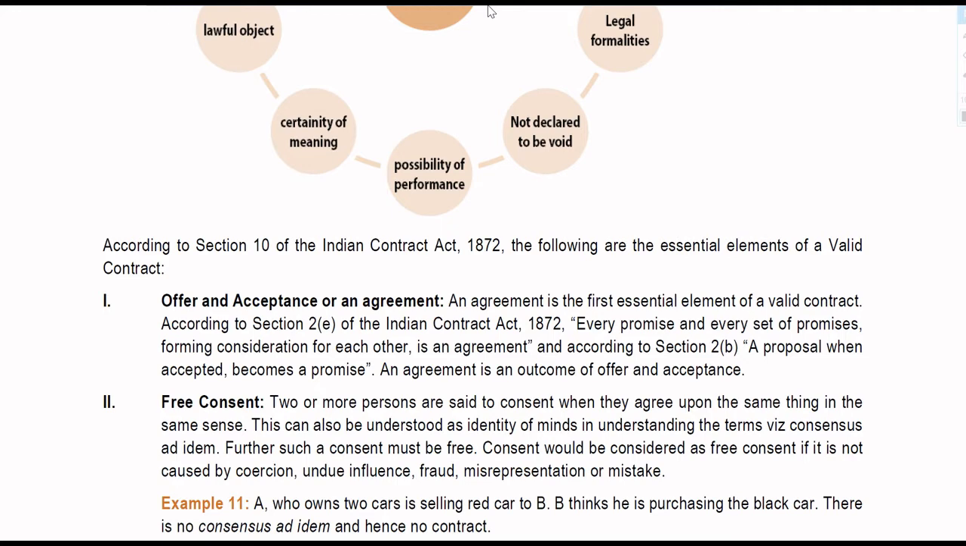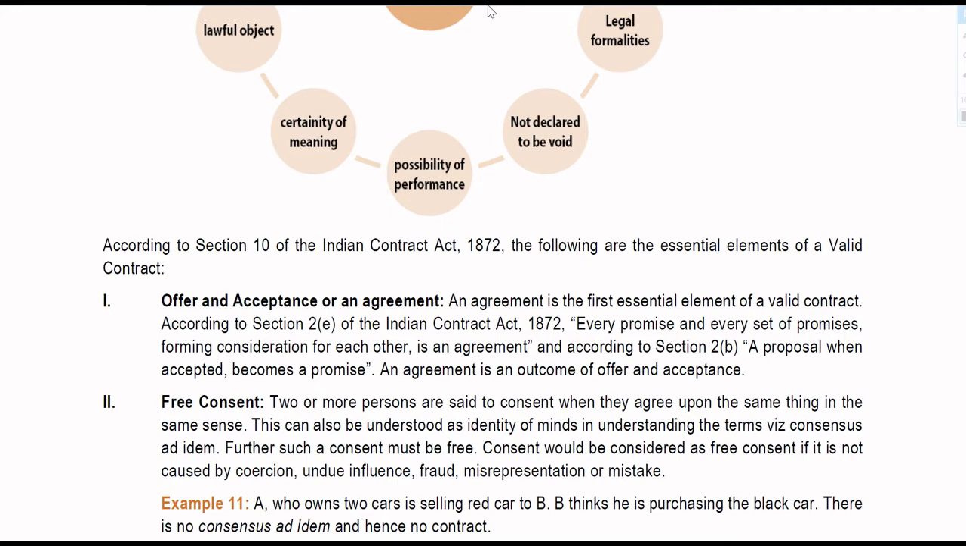According to Section 2(e) of the Indian Contract Act 1872, every promise and every set of promises forming consideration for each other is an agreement. And according to Section 2(b), a proposal when accepted becomes a promise. An agreement is an outcome of offer and acceptance. Offer means that one person gives an offer to another person for forming the contract, and acceptance is by the other person to the offerer, so that they can form an agreement or contract.